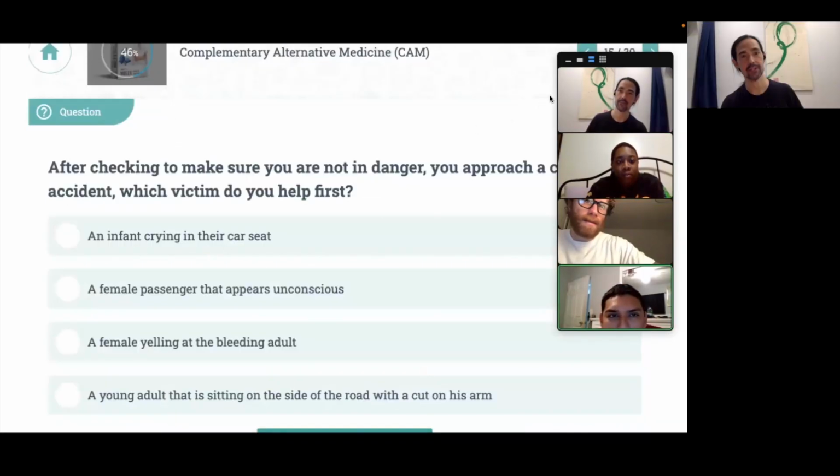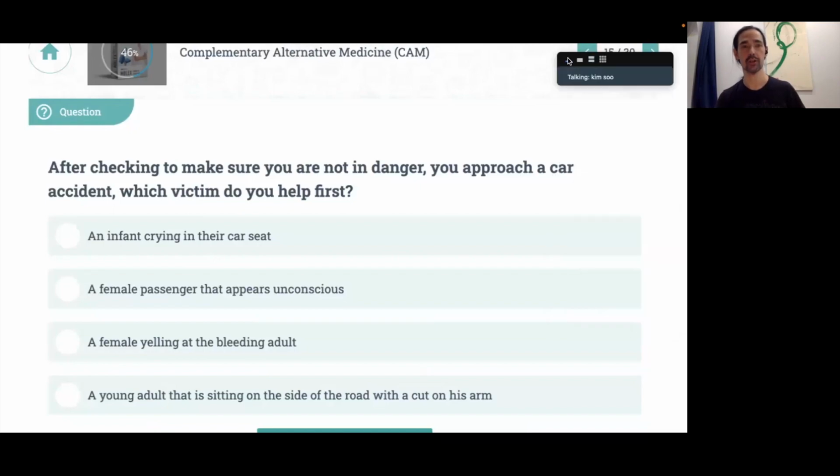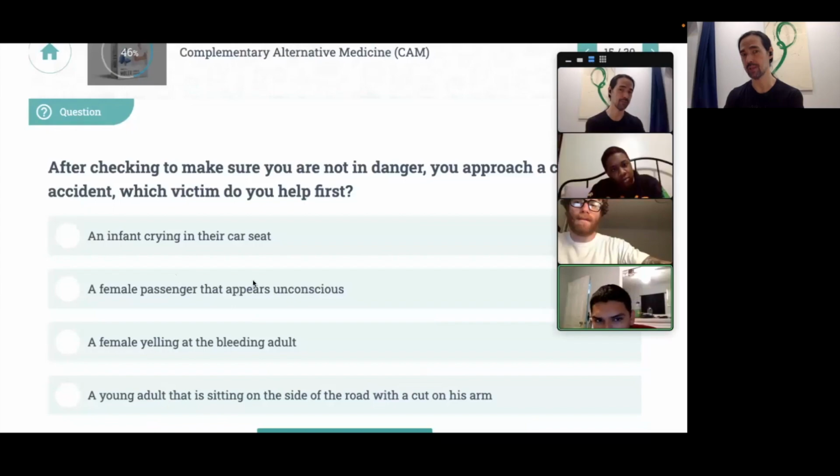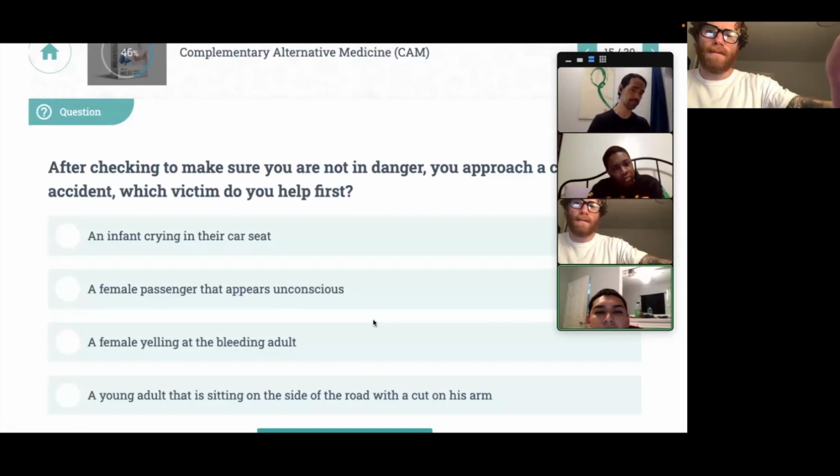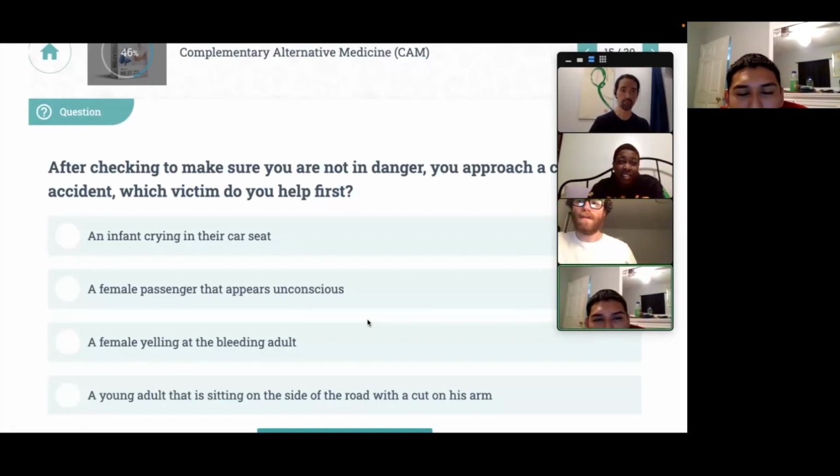Nice. After checking to make sure you are not in danger, you approach a car accident. Which victim do you help first? An infant crying in their car seat, a female passenger that appears unconscious, a female yelling at the bleeding adult, or a young adult that is sitting on the side of the road with a cut on his arm? Who do you help first? Who do you think? I think the infant. I would say the unconscious female.